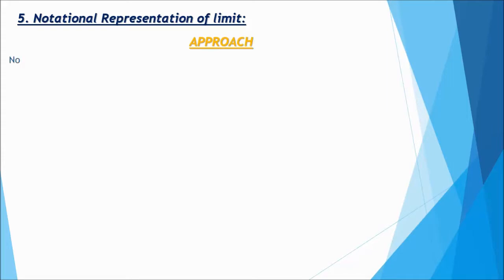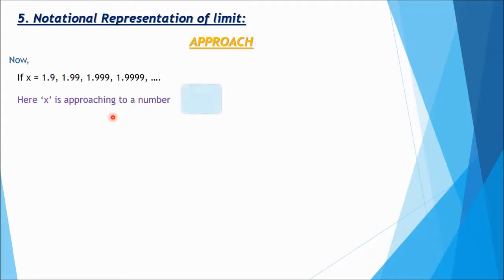Now let's see. Now if x is equal to 1.9, 1.99, 1.999, here x is approaching a number, isn't it? You can easily see x is approaching towards a number, and that number is 2.